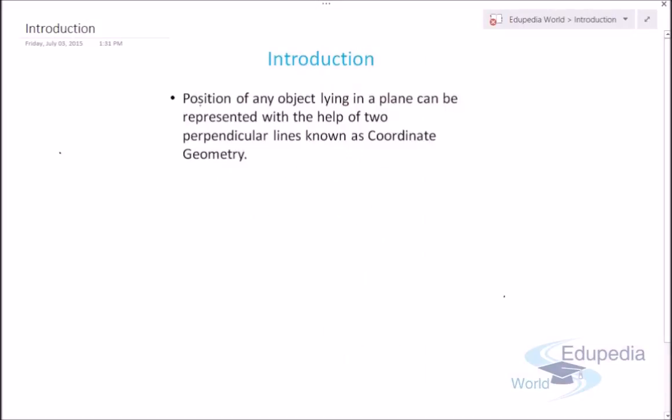Now, what is coordinate geometry first? Position of any object lying in a plane can be represented with the help of two perpendicular lines known as coordinate geometry. So let me explain to you what is coordinate geometry.